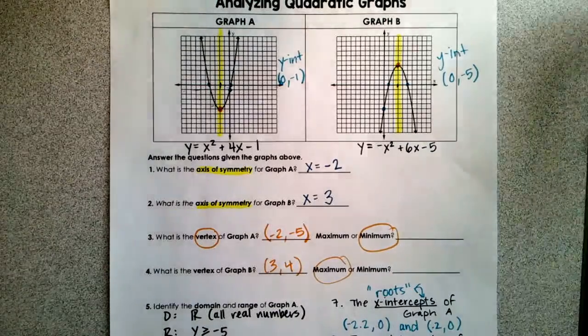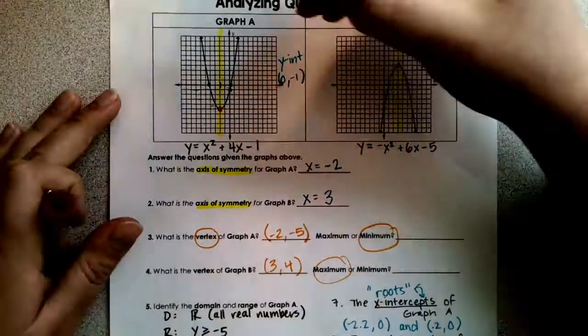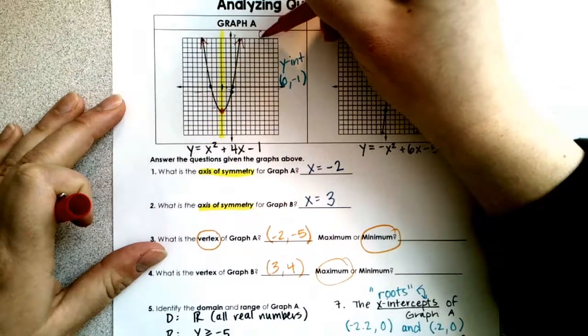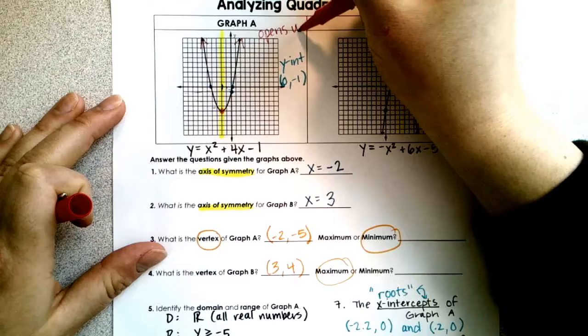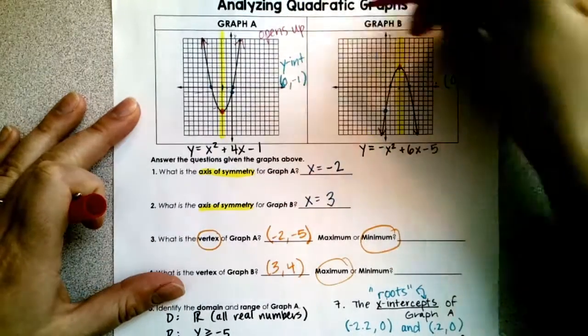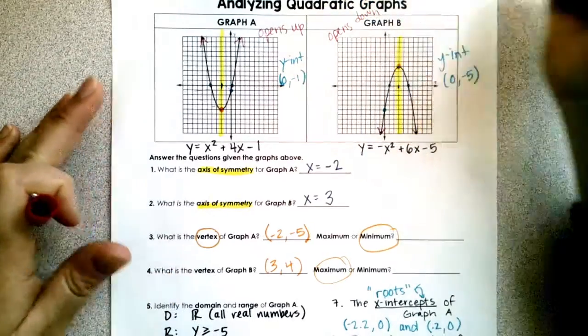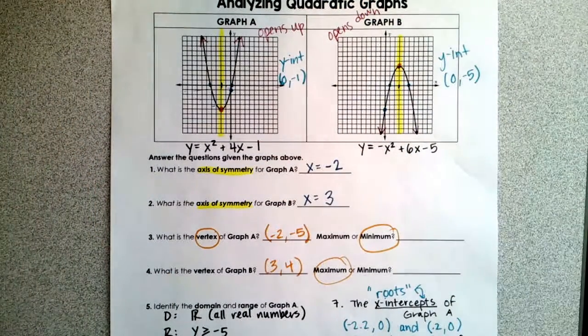One more thing to note is if the arrows go up on a parabola, we say that it opens up. And if the arrows go down, we say that this opens down. You'll hear me saying that from time to time. So those are the features of a parabola.